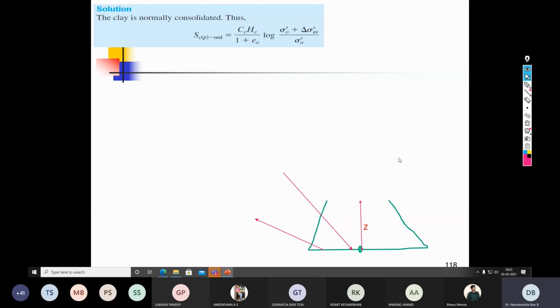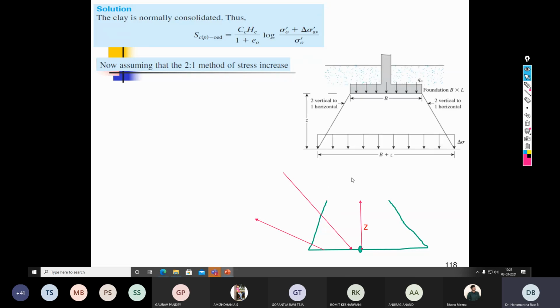The next step is how to calculate delta sigma average. Here we follow the load distribution of 2:1 method. This is 2 vertical to 1 horizontal. In fact, this sum I would have shown before the previous sum. So no problem, now we can understand how it will be done.